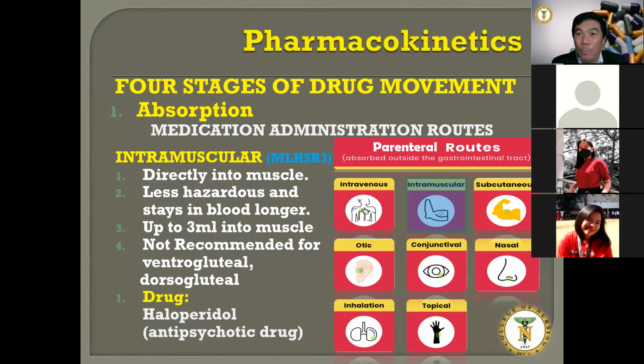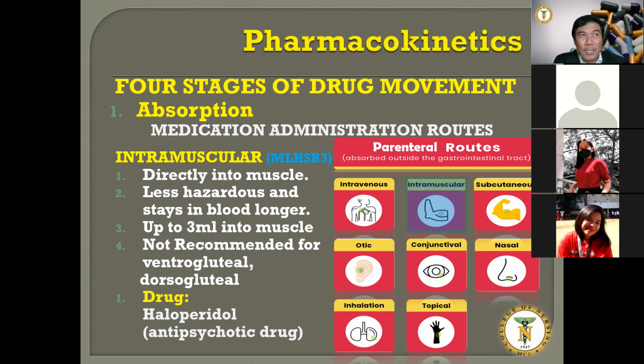While from the muscle, before it reaches the plasma, it will pass through the different layers before it reaches the blood vessel and proceeds to plasma. So the pace of its effect before it reaches its desired effect is longer compared to intravenous. It means the peak concentration of intramuscular is lower compared to intravenous.